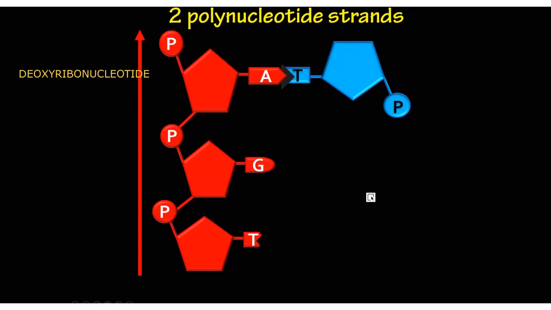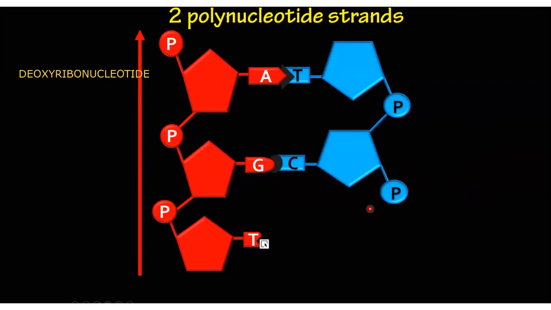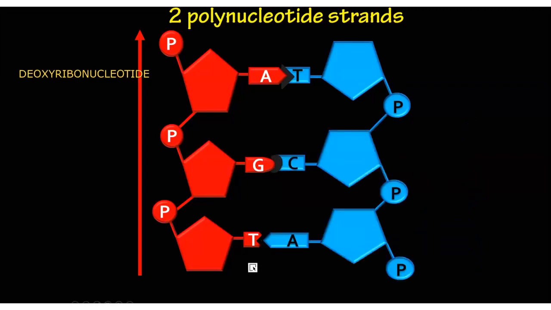Now you can see the importance of complementary pairing here. Adenine must pair with thymine. Guanine must pair with cytosine. Thymine must pair with adenine. This chain, the blue color, is facing down. I'm just using red and blue to show you they are two different strands, so that you can clearly see one is pointing up, one is pointing down. Both of them are parallel, but in opposite directions.